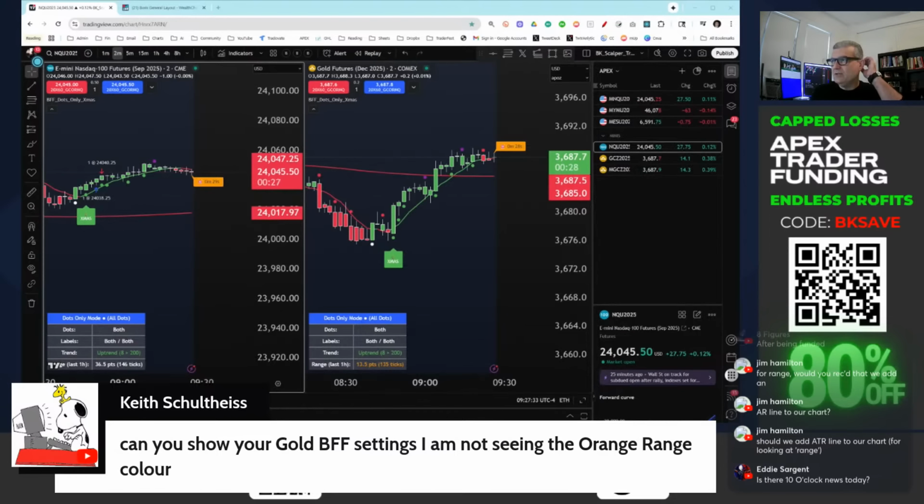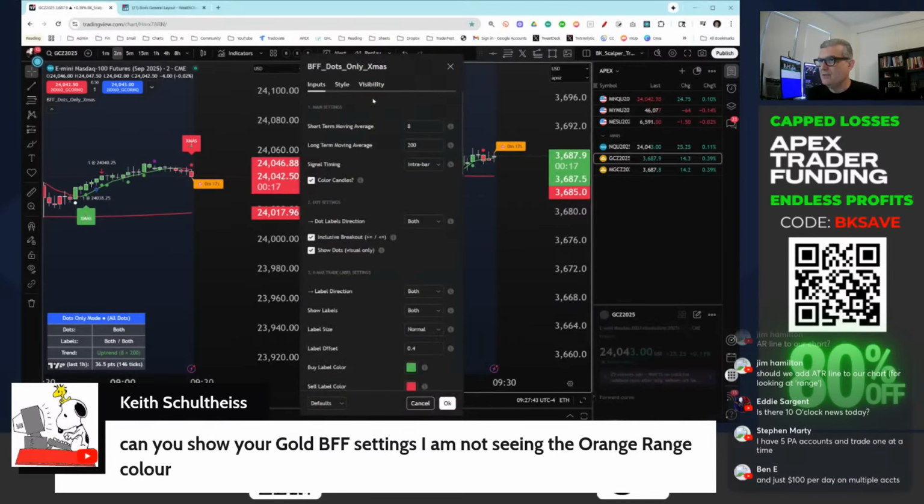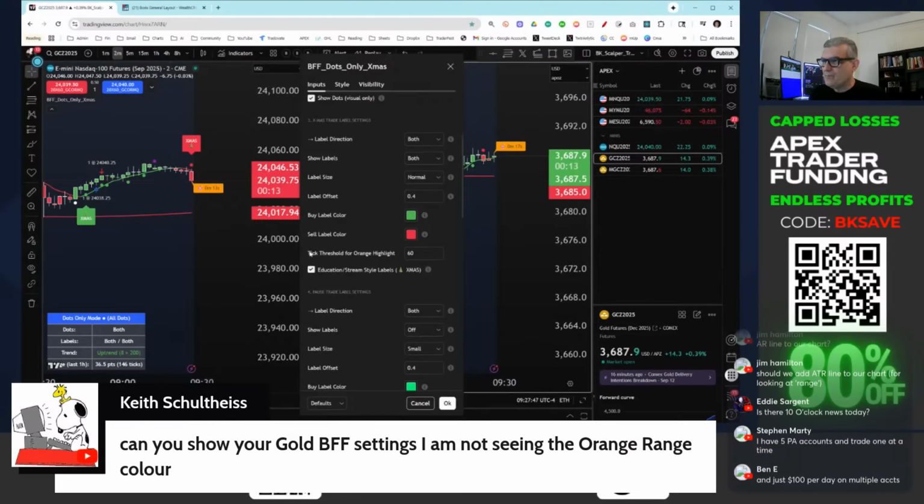So the gold orange, again, this is a personal function. If I go to the gold stuff here, I'll show you, because we have time. On the gold stuff, first of all, the actual label, the Christmas tree label, is 60 ticks. That's the threshold. If it goes 60 ticks or more, I want it to turn orange.